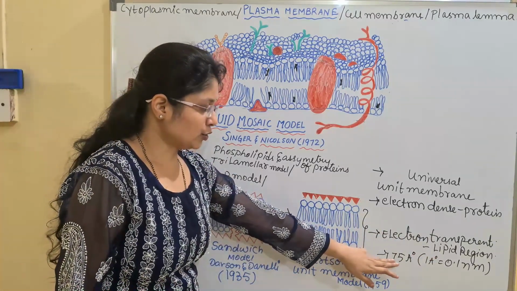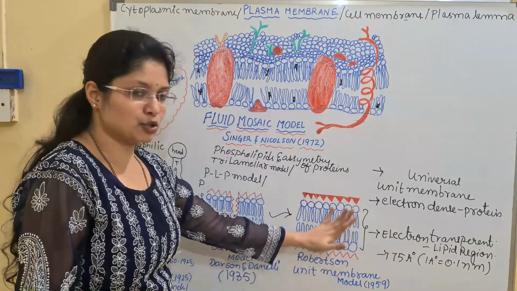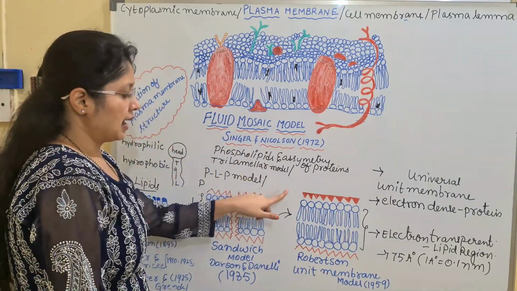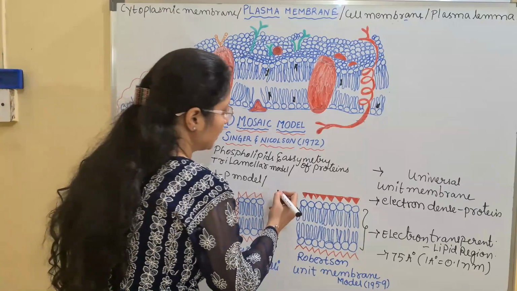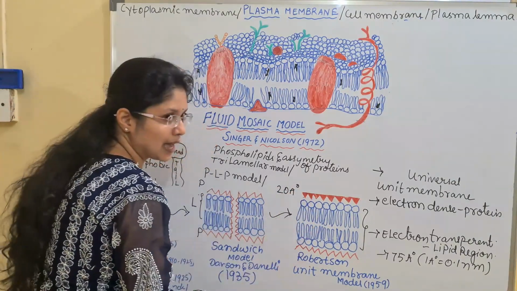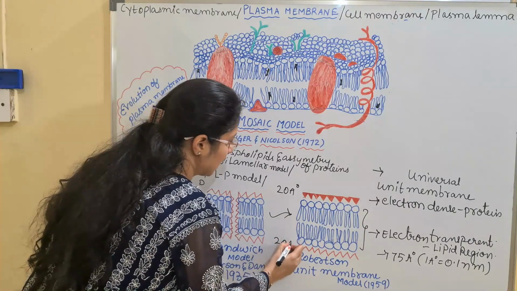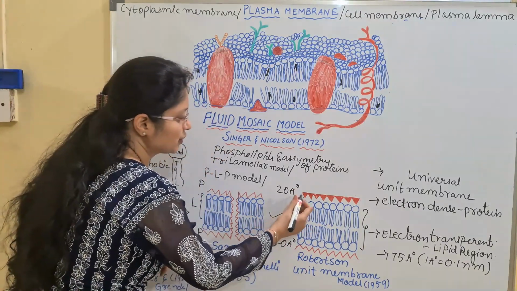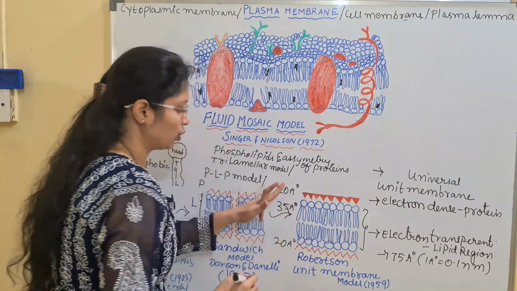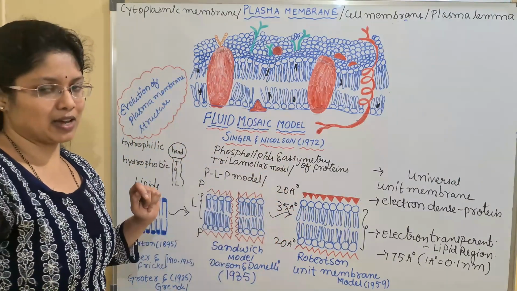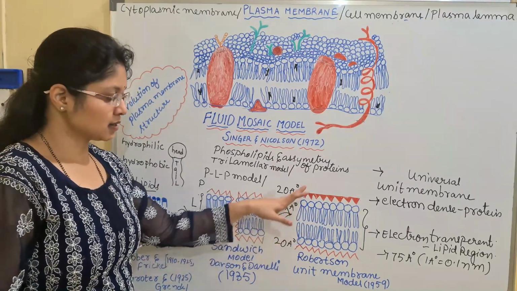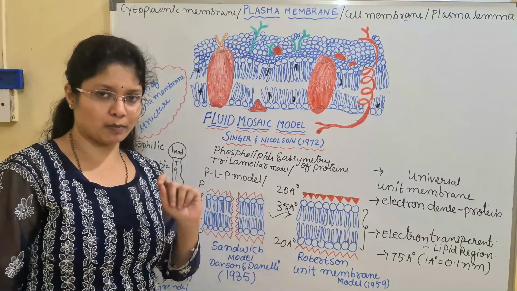According to him, 75 angstroms is the total thickness of the plasma membrane. Individually, each protein layer will be 20 angstrom, that is approximately 2 nanometer, and the middle central lipid region is around 35 angstroms. In total, we have 75 angstroms. So this was the predicted thickness given by the scientist Robertson.